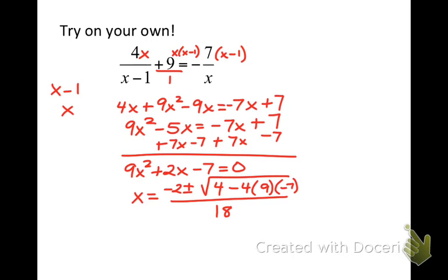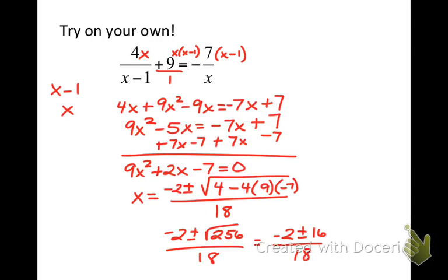I got 256. Anybody else getting 256? Yeah. So negative 2 plus or minus the square root of 256, which is a perfect square, is 16. So negative 2 plus or minus 16 all over 18. Negative 2 minus 16 is negative 18 divided by 18 gets us negative 1. Negative 2 plus 16 is 14 over 18, which would be 7 over 9.